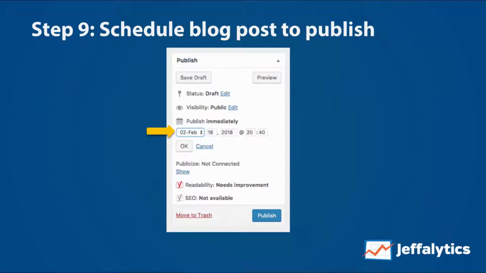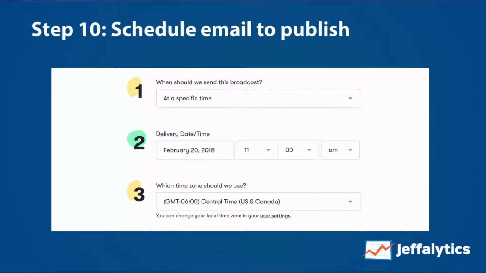Step 9, we schedule the blog post to be published. And again, we don't publish these immediately. We publish them about an hour and a half after the YouTube video goes live. That way, in case there's any troubles with delays in YouTube, we still have a little bit of time before the post goes live, and it goes live at 2 a.m. Central Time.